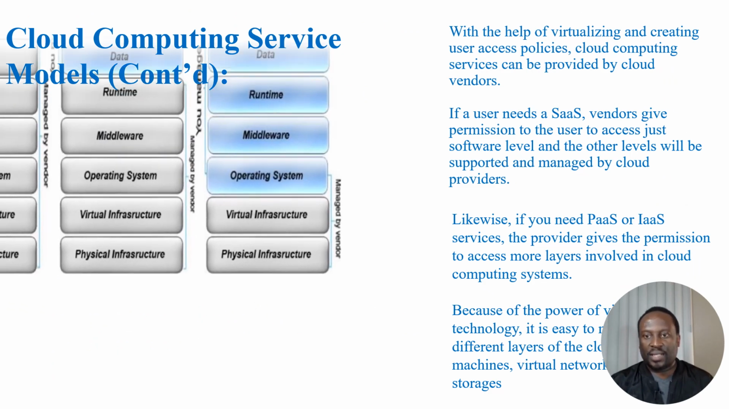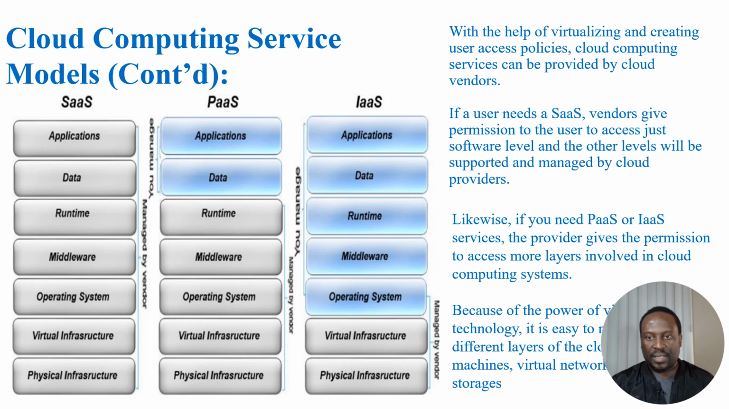With the help of virtualization and creating user access policies, cloud computing services can be provided by cloud vendors. If a user needs software as a service, vendors give permission to the user to access just the software level, and the other levels will be supported and managed by the cloud providers. Likewise, if you need the platform or infrastructure services, the provider gives the permission to access more layers involved in the cloud computing systems.